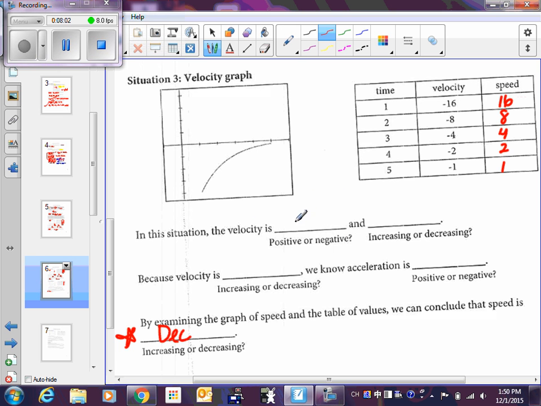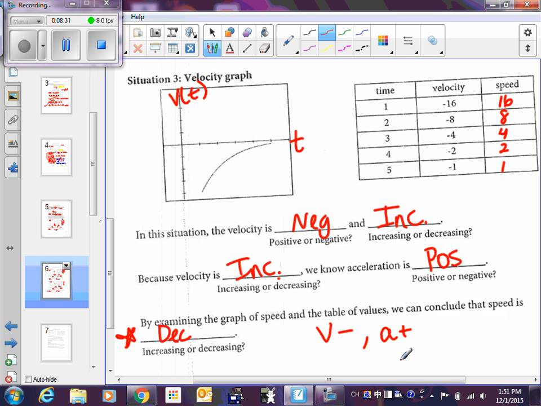Okay, in this situation the velocity was negative. You can see that from the table or from the fact that these values for velocity are below the x-axis and increasing. So you can have any combination of positive and negative, increasing, decreasing here. We've seen now 3 different combinations. Because that velocity was increasing, we know that acceleration is positive. In other words, we have a negative velocity and a positive acceleration. We just got through doing 2 situations where both were negative and both were positive, and now we have where only one of them is negative, and that caused a decreasing speed or slowing down.